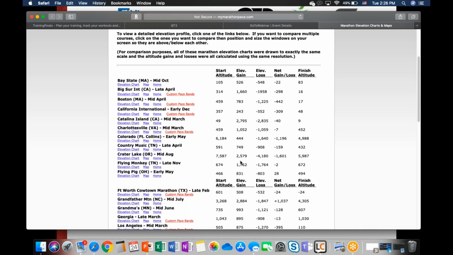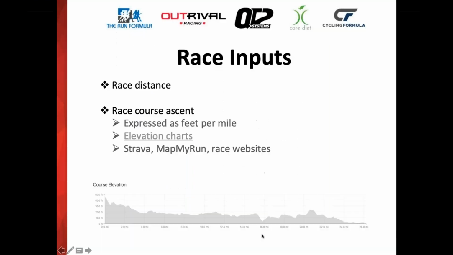You then take that number and divide it, make sure it's in feet. So if it's a European race, they might list it in meters or something like that. So you have a little bit of conversion to do. But you take that number and divide it by the number of miles in the race, and then you'll have feet per mile. And that will give the calculator what it needs to know in terms of how hilly is this race? Is there a lot of climbing? Is it flat? That type of thing.